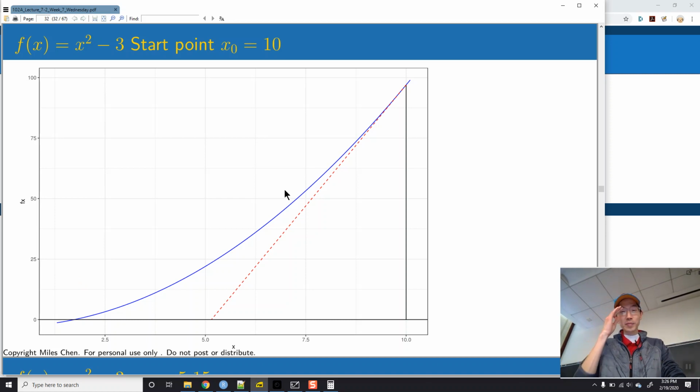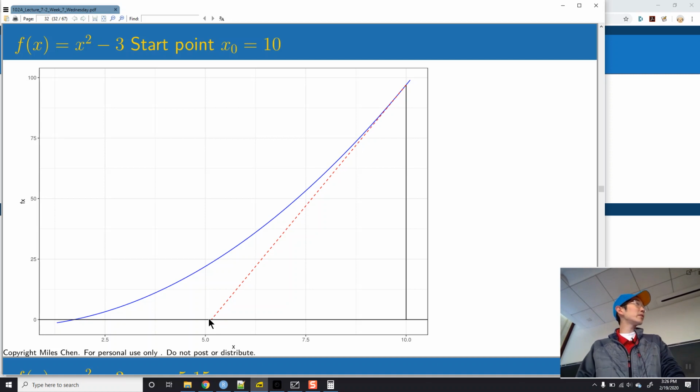This is obviously not even to scale. The height is 100 and the width is 10, okay? But we're going to start off at some arbitrary point x0 equal to 10, okay? I draw the tangent line, and I follow the tangent line down to the x-axis, and it crosses right here, okay?